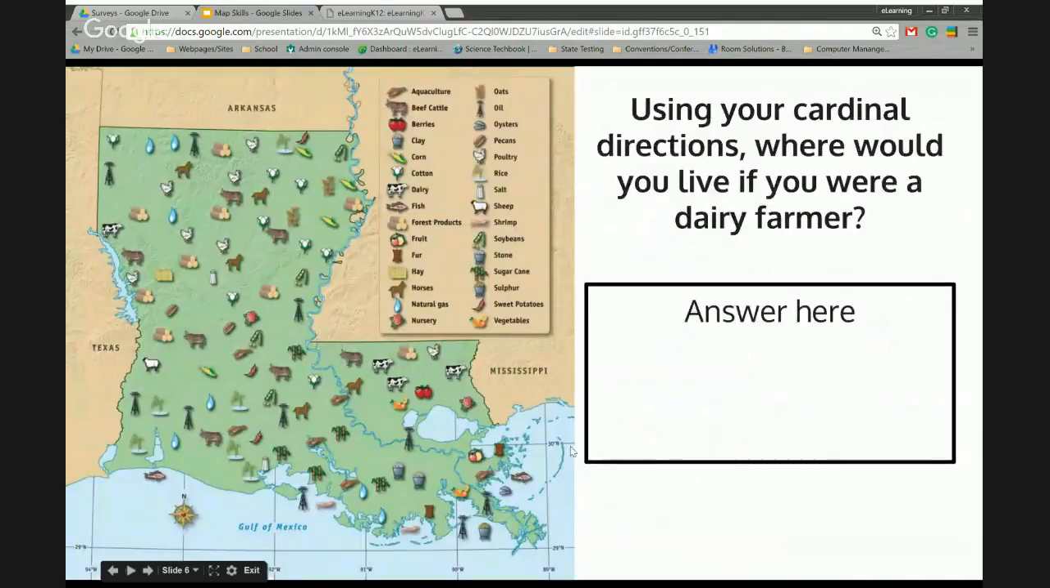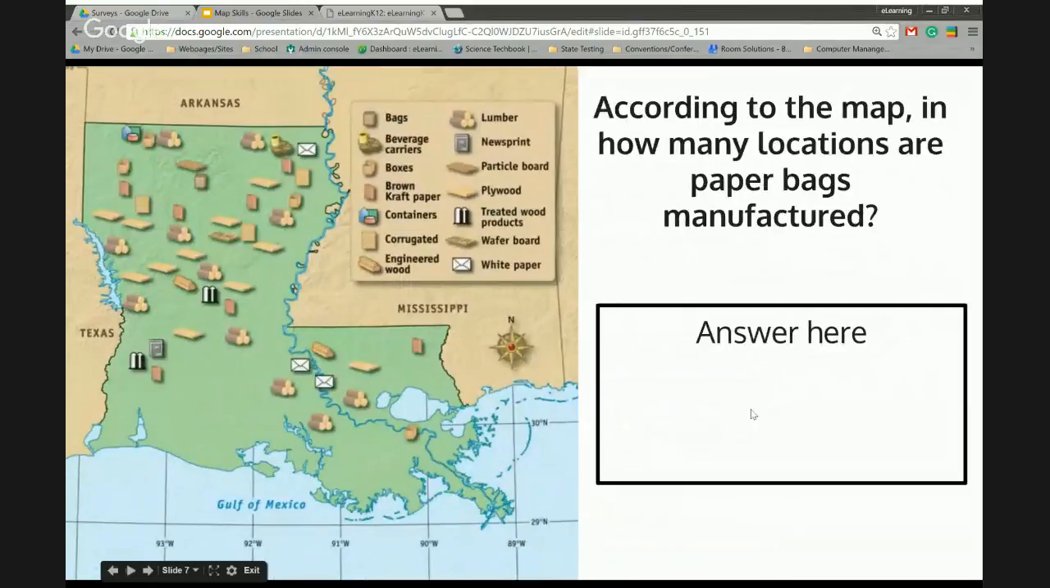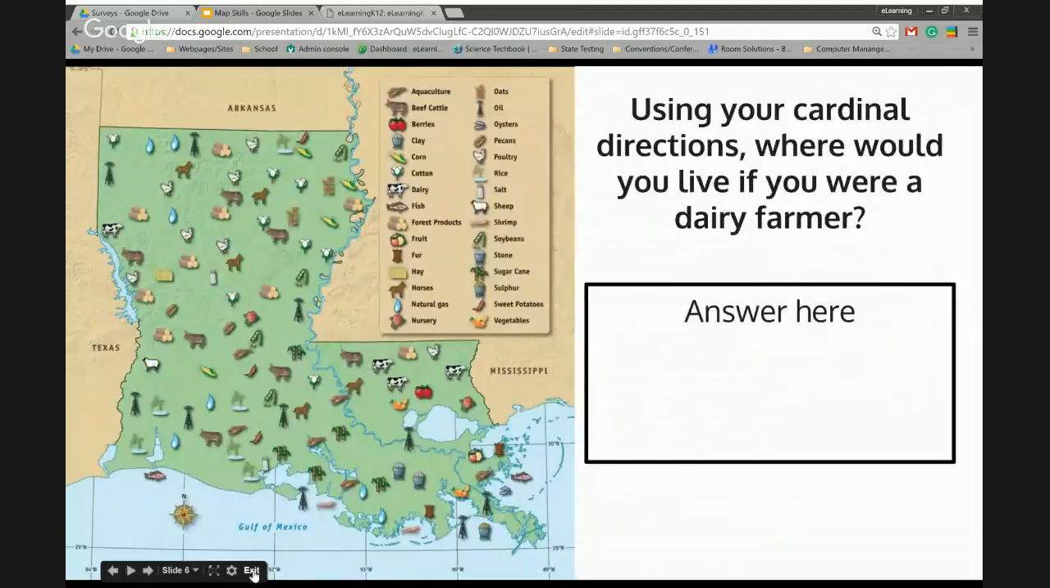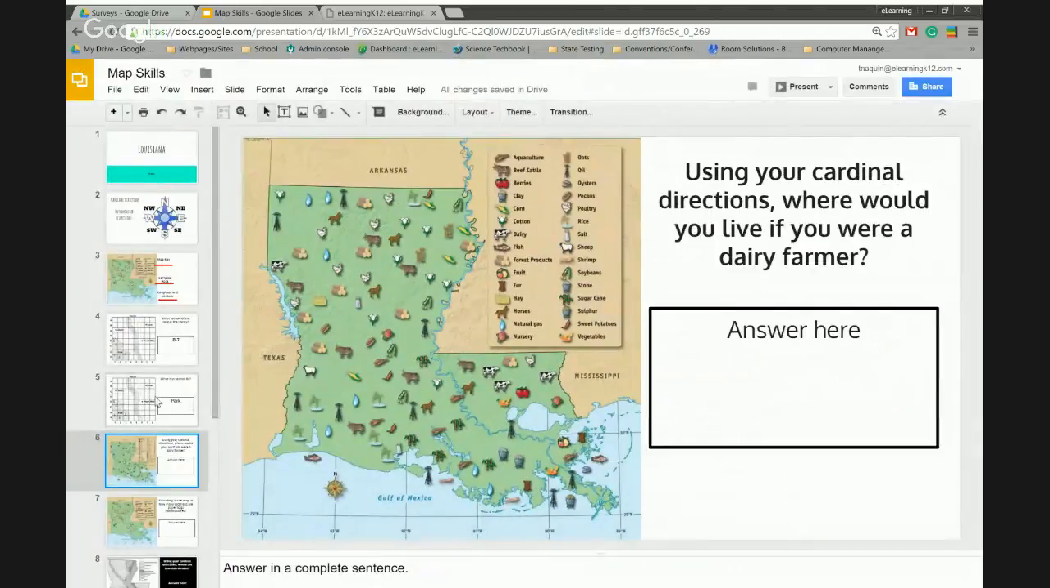Now, you're going to see these questions on your template. You won't be in editing mode, so let me X out of it. You will have it like this. And if you notice at the bottom, it says answer in what? A complete sentence. Very important. It says using your cardinal directions, which was what? North, south, east, and west, which is right here if you can't remember which way is north.